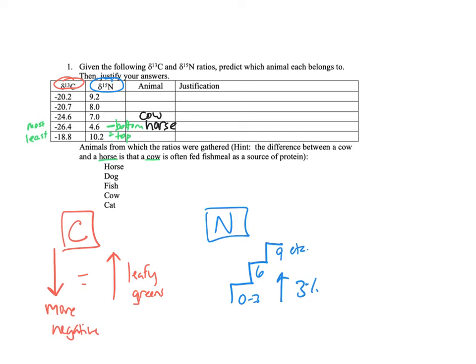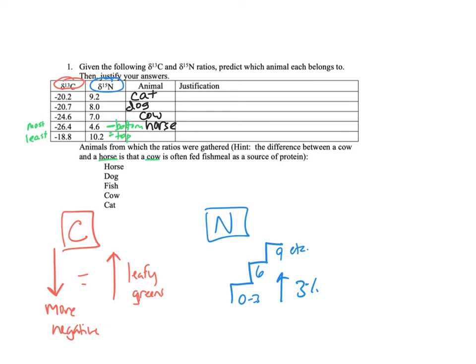So which one's going to be higher in nitrogen? Well, cats eat way more protein. They're almost exclusively carnivores, so you're going to think that the cat will be here, whereas the dog is more of an omnivore, and so they're not going to be quite as high as the cat.